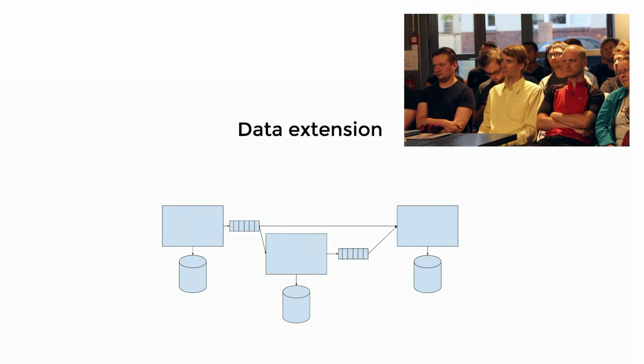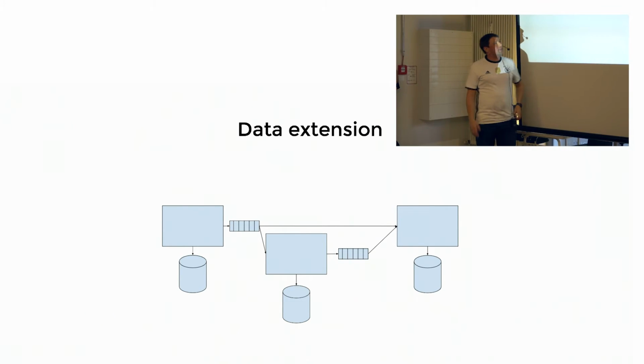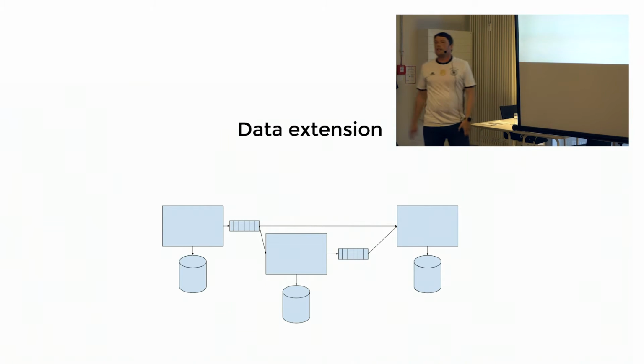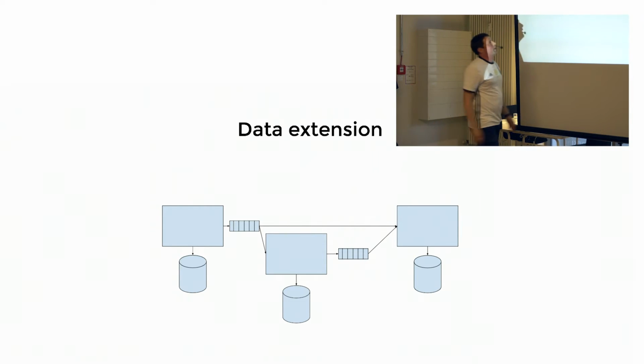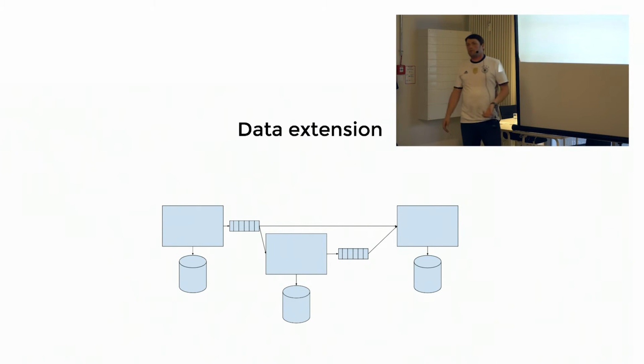If this goes down, nothing happens. This one still serves the data, because it has at least the required data kind of mirrored in its own database. And so we don't have a cascading call, or at least we don't have cascading calls across different services.